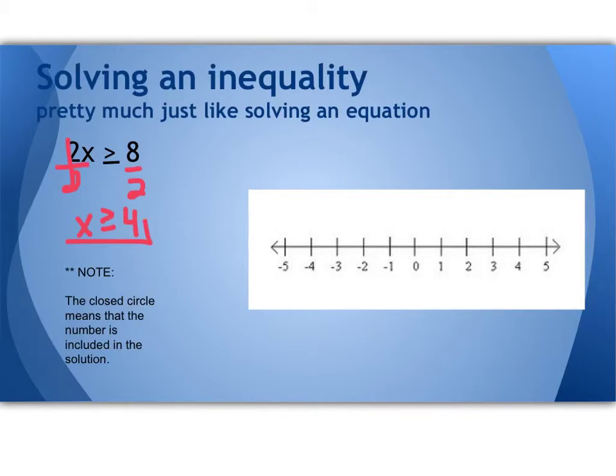Now we need to take our solution and graph it on the number line. Because it's or equal to, that means 4 could be a solution to this. So instead of an open circle, I am going to put a closed circle. That means the number is included in the solution. So I'm going to fill in that circle on 4. And it says x is greater than or equal to 4. So that means numbers that are bigger than 4 are a part of the solution. So my arrow would go to the right.